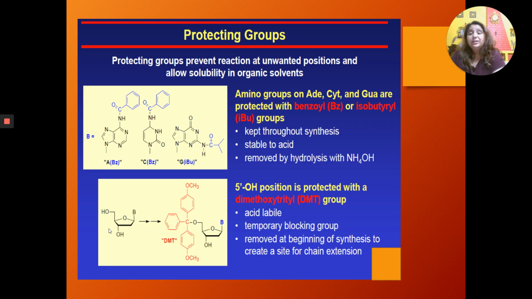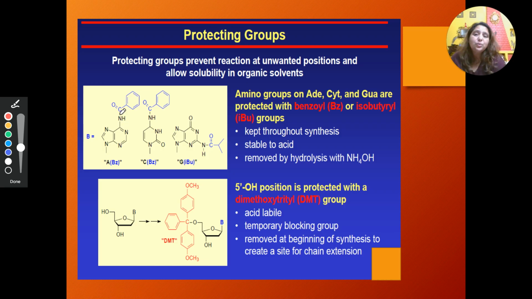Before I go further, I want to make you familiar with a few terms. Okay, you should know a few terms. And these terms are such as protecting group. Why I'm discussing these terms is that they will help you in understanding the process of oligonucleotide synthesis. Okay, so what is a protecting group?